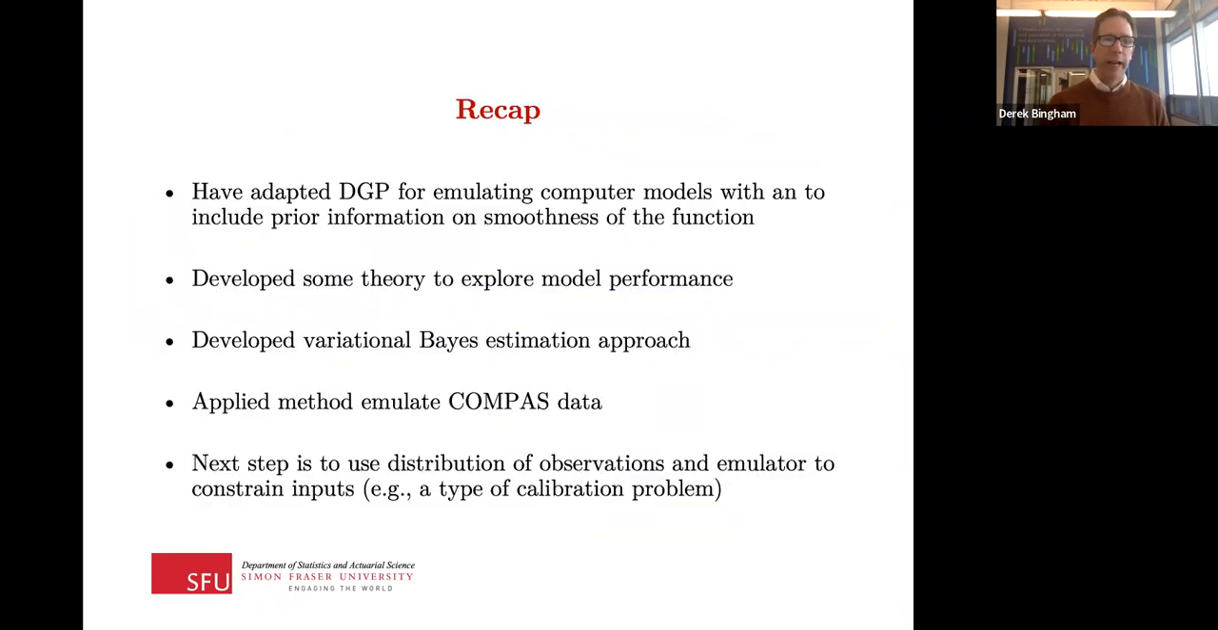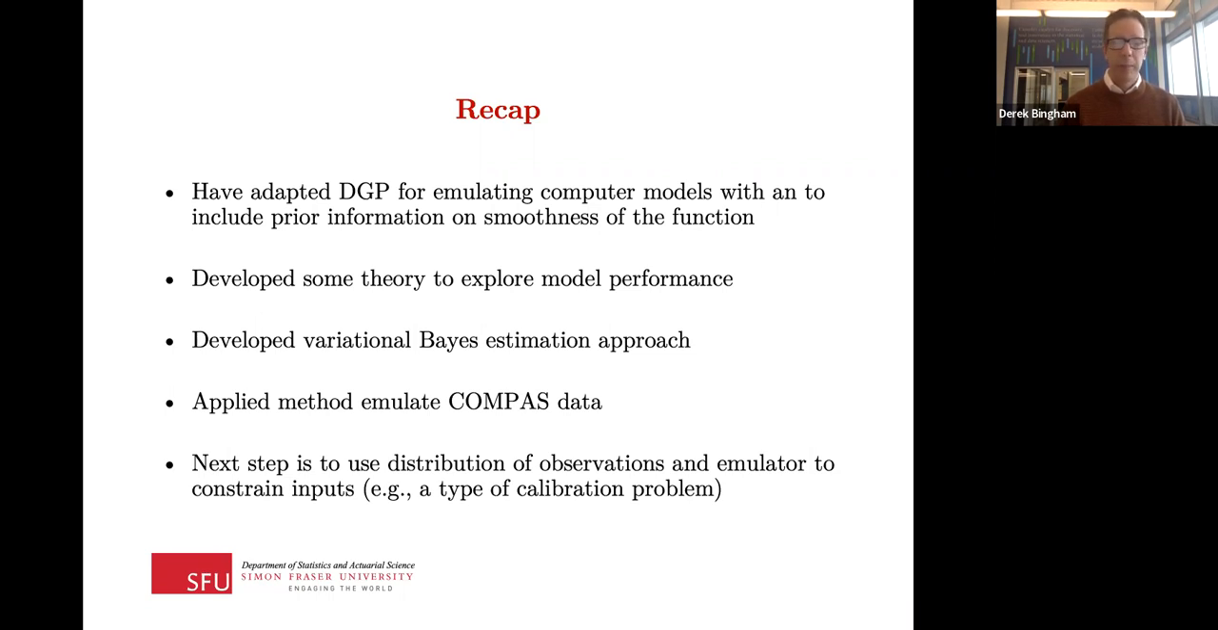Okay, so I'll recap here. I think I'm on time. We've adapted the deep GP to include some prior information on the smoothness. This actually helps us quite a bit. I didn't show all the simulation studies for that, but getting that wrong can mess around with things, and you need a lot of data to overcome that. We developed some theory to explore the model performance, at least understand what it's doing, and certainly come up with a kind of rule for how deep you actually have to go, because you're looking to essentially achieve stationarity, and having one layer essentially constant really helps a great deal.